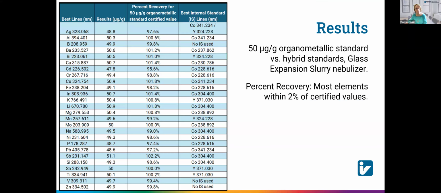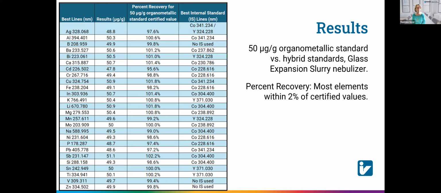Now, there are a lot of numbers here, so don't worry because you're going to be getting a recording of this webinar, and you can look at the results in a lot more detail. In the next 4 slides, the results were generated using the Glass Expansion slurry nebulizer. In the last slide, you're going to see results for the NIST SRM using the TSP Optimus Ultimate nebulizer.